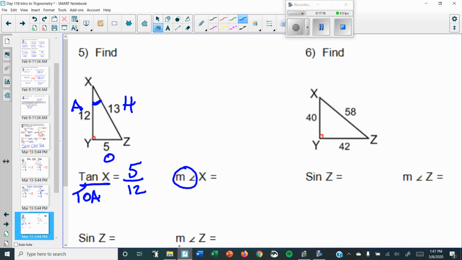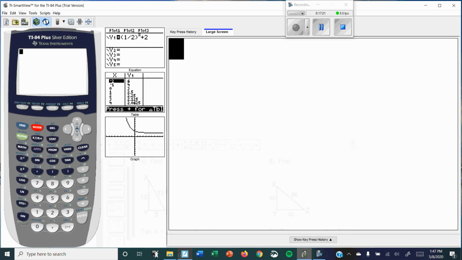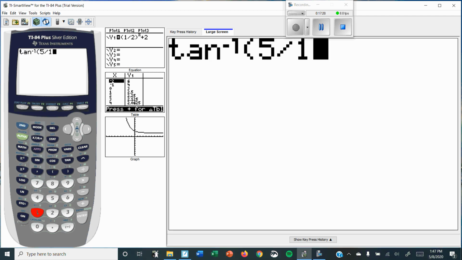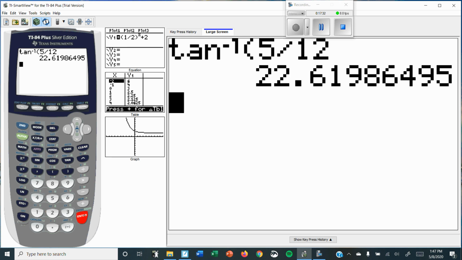So if you need to find an angle, press second whatever it is. So here's how you type it in. Do you see how it says tan is 5 over 12? So if I want to find the angle, you press second tan, and now press 5 over 12. So do you see how I'm just dividing it? And there it is, 22.6.